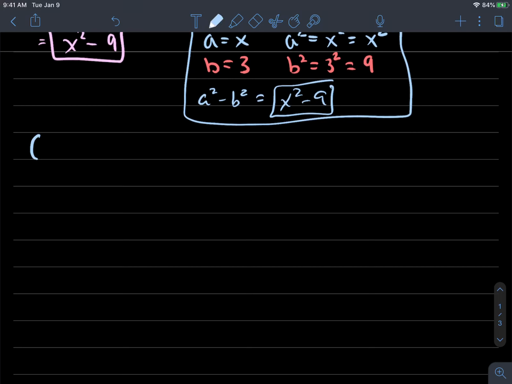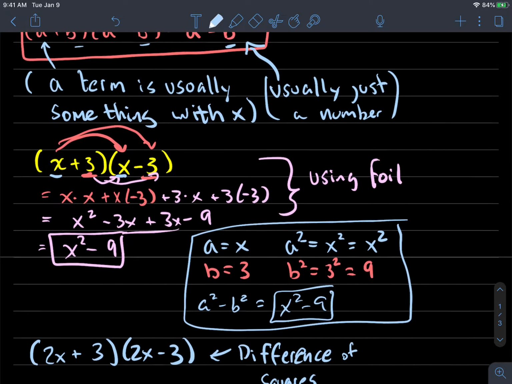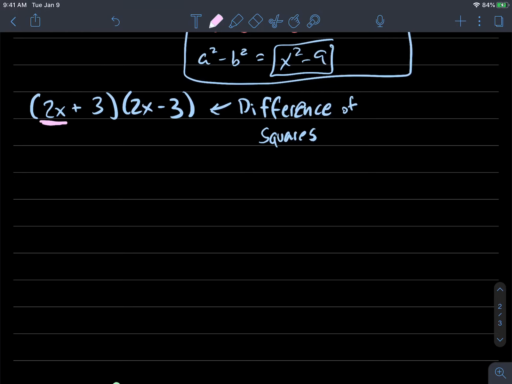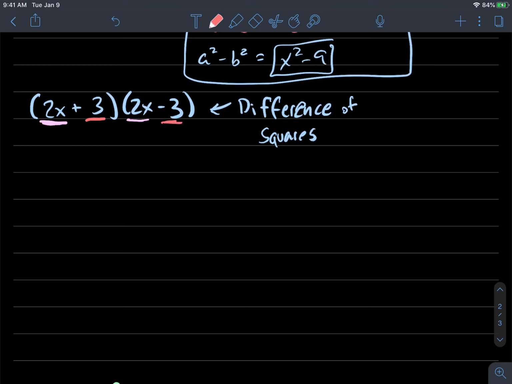This time we're going to have something a little bit different. We're going to have 2x plus 3, and then 2x minus 3. Remember, this is a difference of squares, and we know it because right here we have 2x, and we have plus 3 and minus 3.